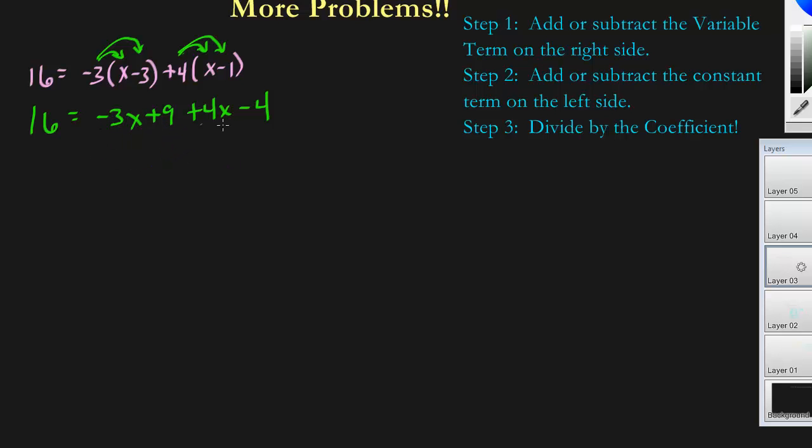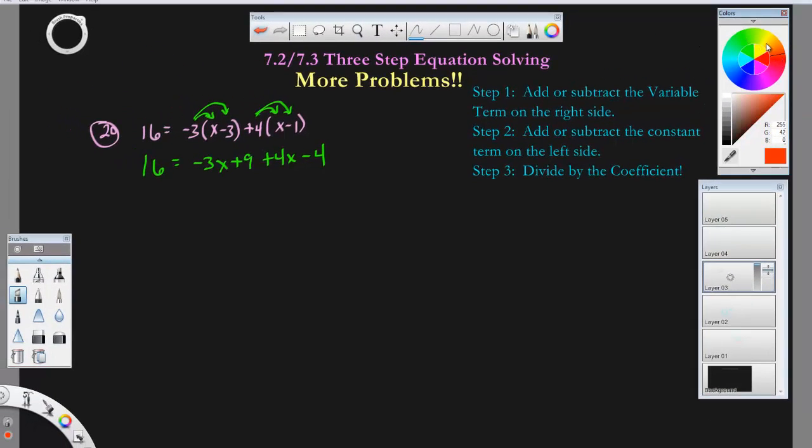So we got to keep all those signs straight. All right, now, all this stuff here on the right side needs simplified. Okay, putting it all together. So 16 is going to equal negative 3x plus 4x. You don't want to get this far and then blow it because you missed a negative sign. So negative 3x plus 4x is 1x, which we write as x. 9 minus 4 there. You can see they're kind of separated, but it's still 9 minus 4. 9 minus 4 is 5. So I put plus 5.